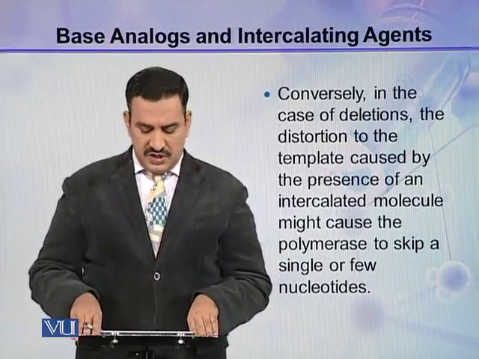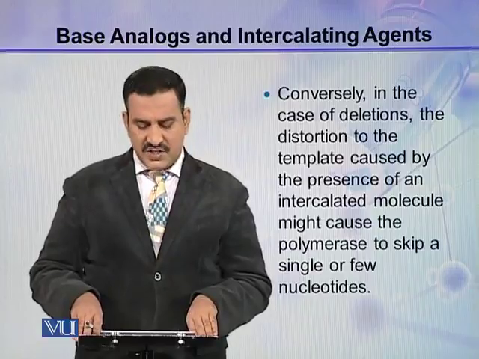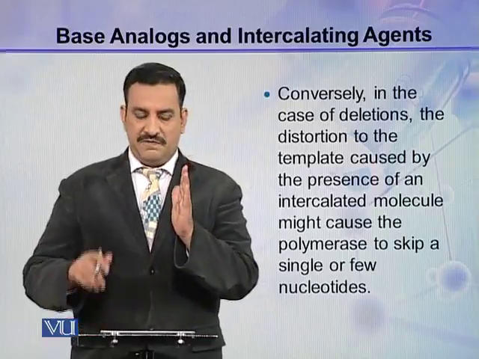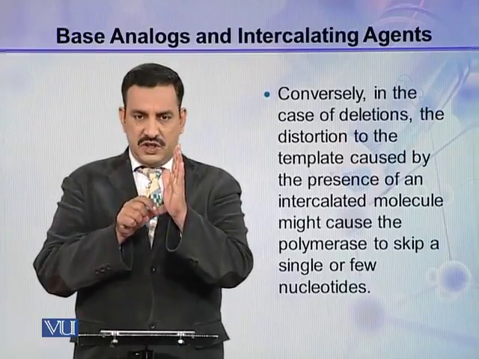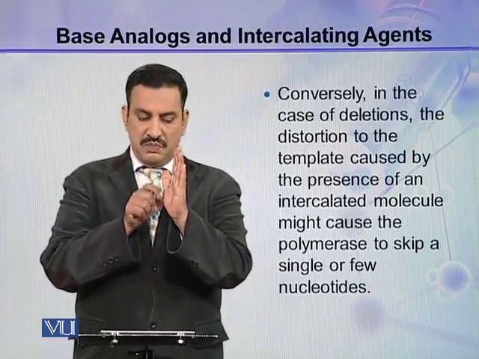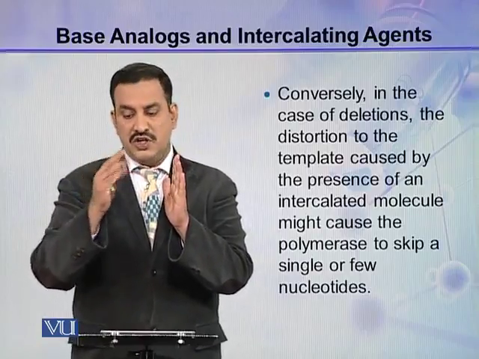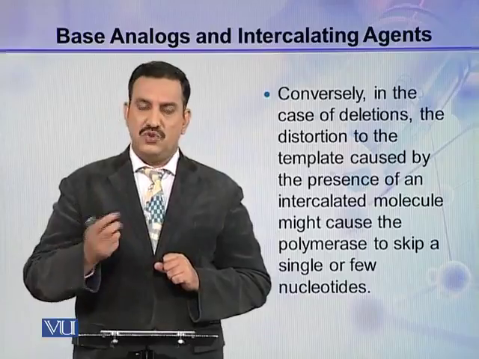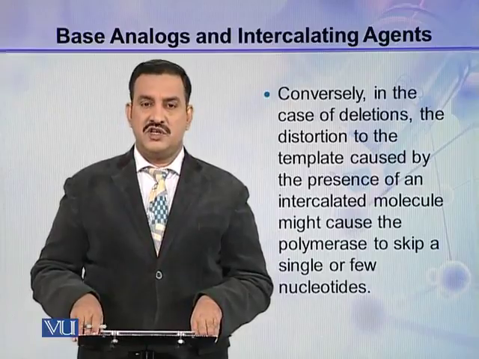Conversely, in the case of deletions, the distortion of the template caused by the presence of an intercalated molecule might cause the polymerase to skip a single or few nucleotides. Similarly, if there is some intercalation of these agents, the polymerase machinery may skip that portion in the template, so that portion will be deleted in the new strand. So in this way, the base analogues and intercalating agents damage DNA.